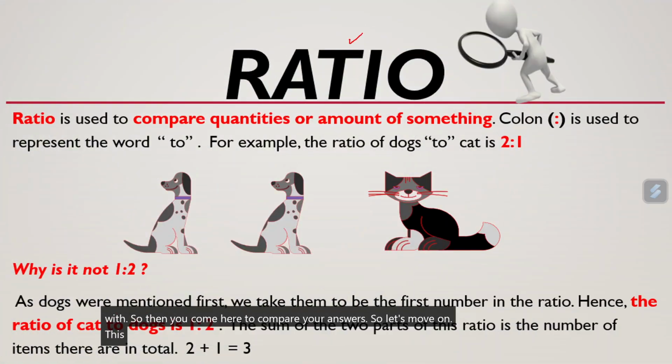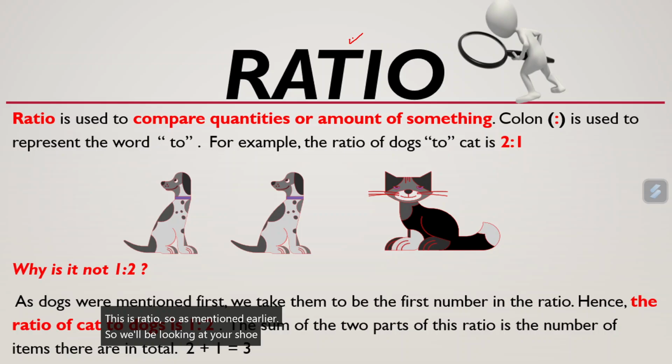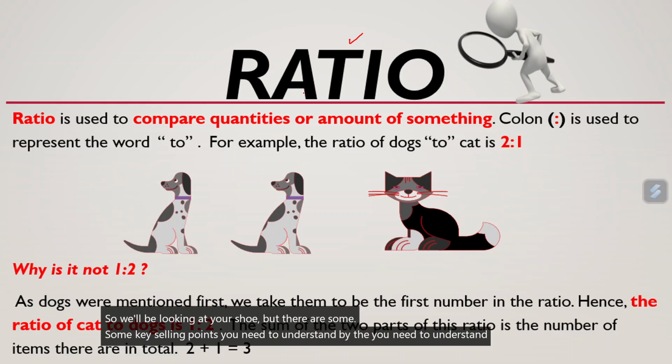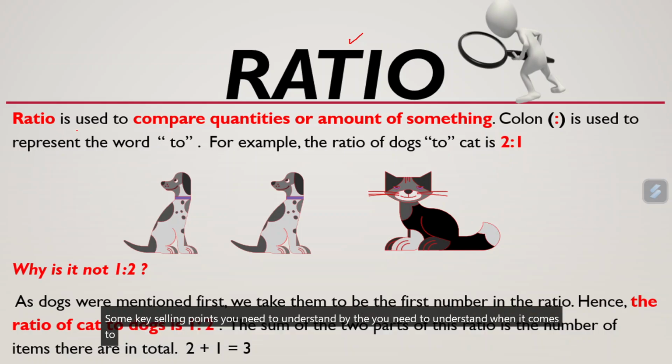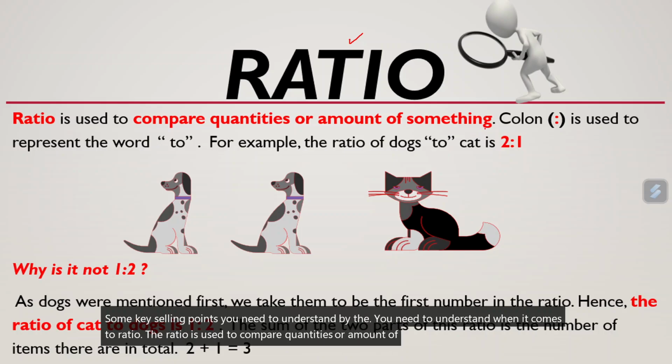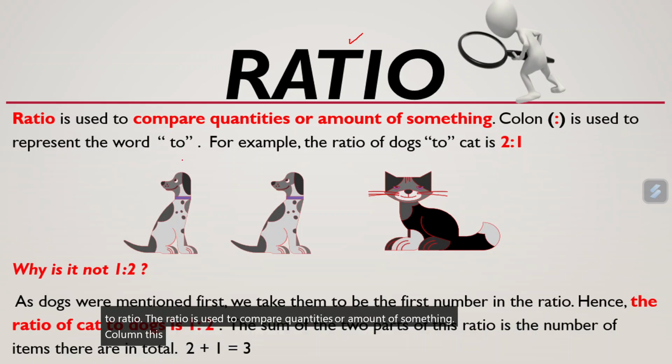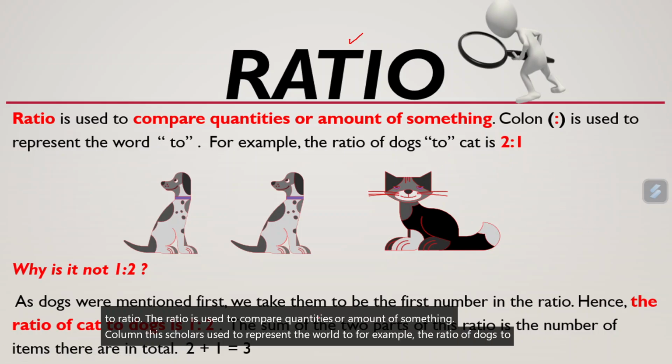This is ratio. As mentioned earlier, we'll be looking at ratio. But there are some key salient points you need to understand when it comes to ratio. We say ratio is used to compare quantities or amounts of something. The colon is used to represent the word "to". For example, the ratio of dogs to cats is 2 to 1.